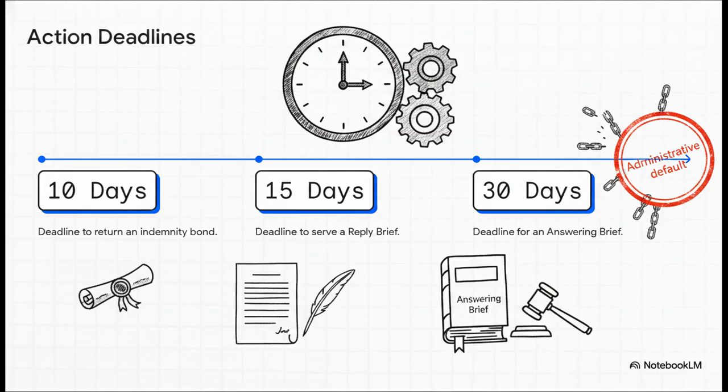For instance, you might have exactly 10 days to return an indemnity bond to avoid dishonor, 15 days for a reply brief, or 30 days for an answering brief. Failing to respond to notices or return documents within these specific timeframes doesn't just delay a case, it often results in administrative defaults, and that essentially means acceptance of the terms, simply because you failed to object in time. The clock is always ticking.